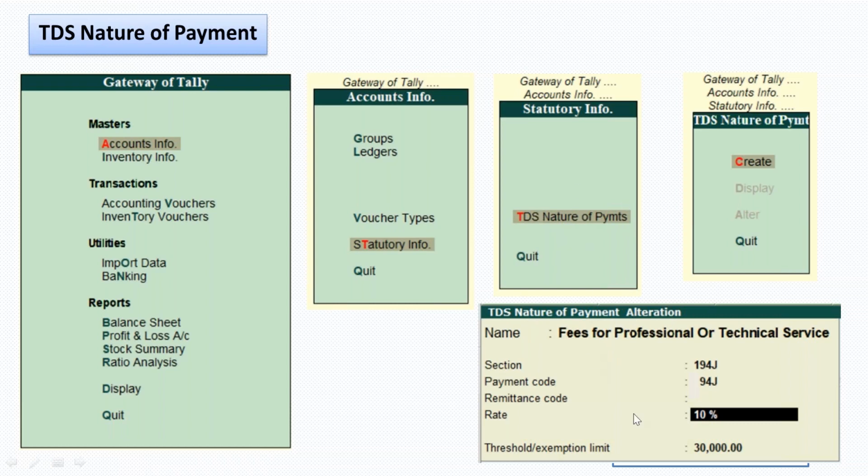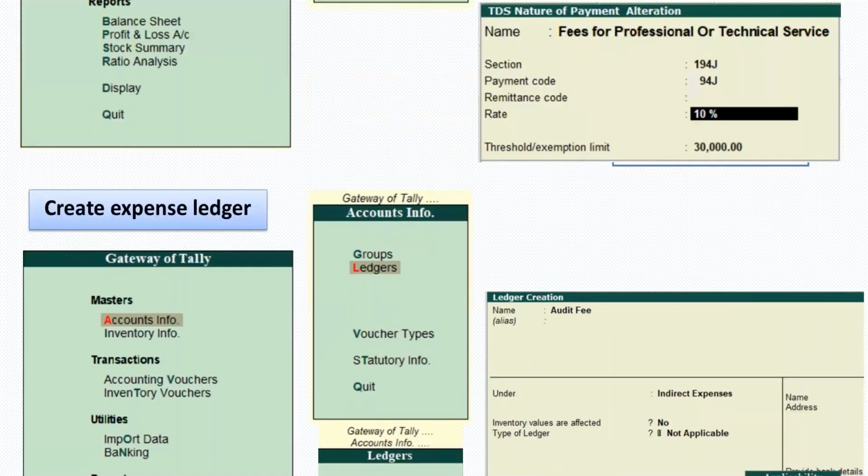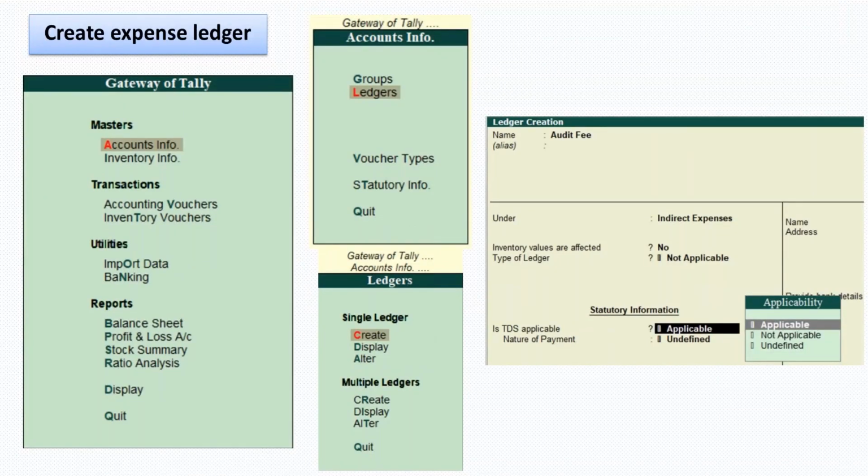These masters can be created, and at the time of ledger configuration, we can enable TDS and select the appropriate one, so that while passing the journal entries or capturing the transaction, the system will automatically pick based on the percentage. We need not manually compute how much is to be paid to the vendor post deduction.